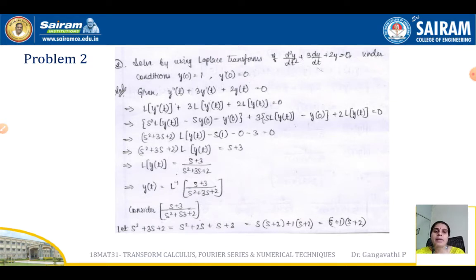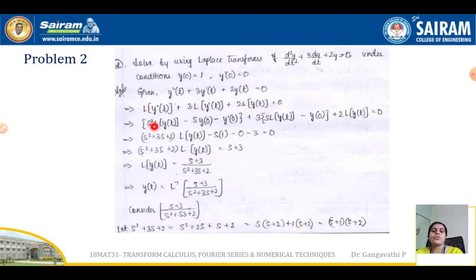Solve by using the Laplace transforms. The given equation is d square y by dt square plus 3 dy by dt plus 2y is equal to 0. And the conditions given are y of 0 is 1 and y dash of 0 is 0. So consider your given equation. It is in the form of y double dash plus 3y dash plus 2y of t is equal to 0. So take Laplace transform throughout. So L of y double dash of t plus 3 L y dash of t plus 2 L y of t is equal to 0.